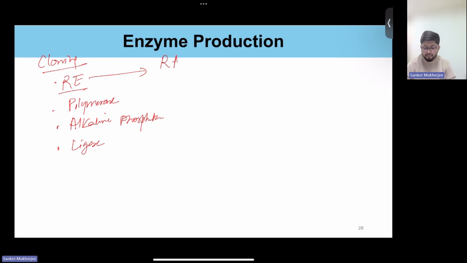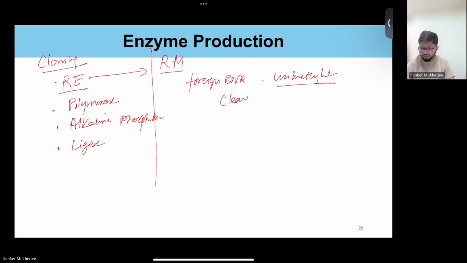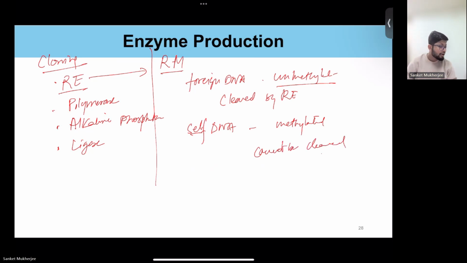They come from the RM system, the restriction methylase system, which is a defense mechanism in bacteria. Usually, foreign DNA is unmethylated and is cleaved by restriction enzymes. Self DNA of the bacteria itself is usually methylated and cannot be cleaved. So that's the exact idea behind this.